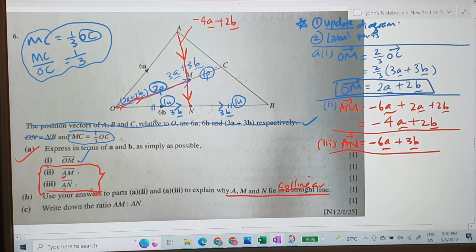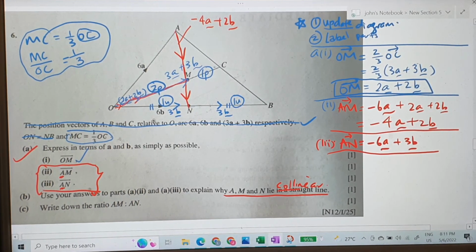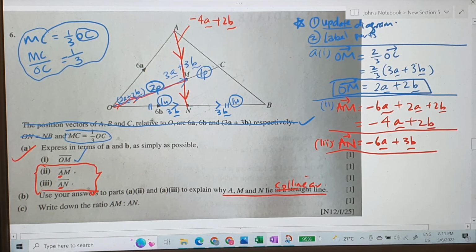AM and AN, they have a common point A, right? So you already satisfied one of the conditions. Now what you need to do is to be able to express AM as a multiple, like K times of AN. That is what you need to do. Now how do I do that? I'm going to show you this way of doing.